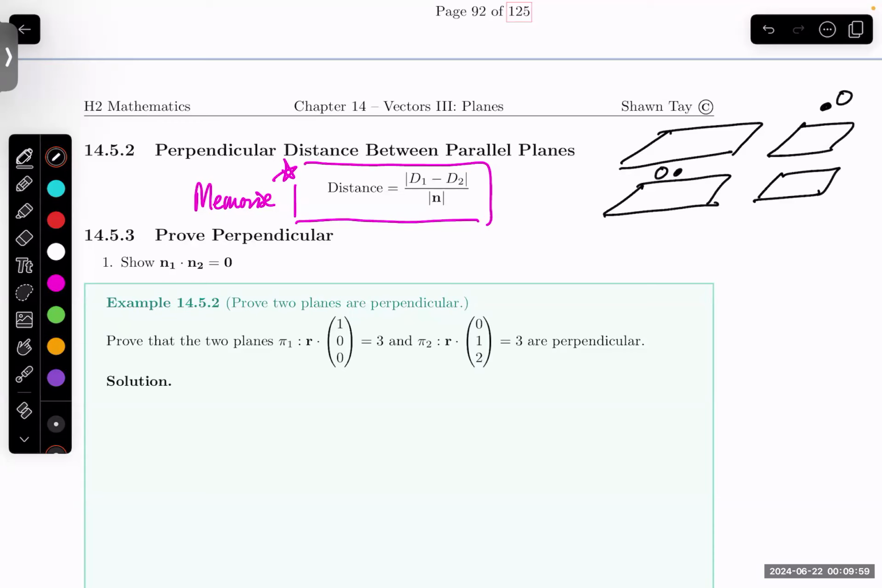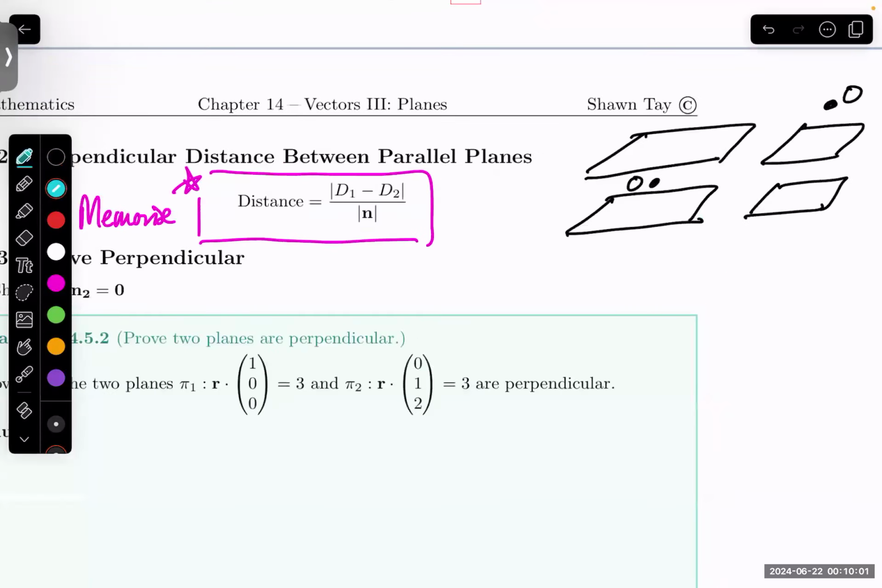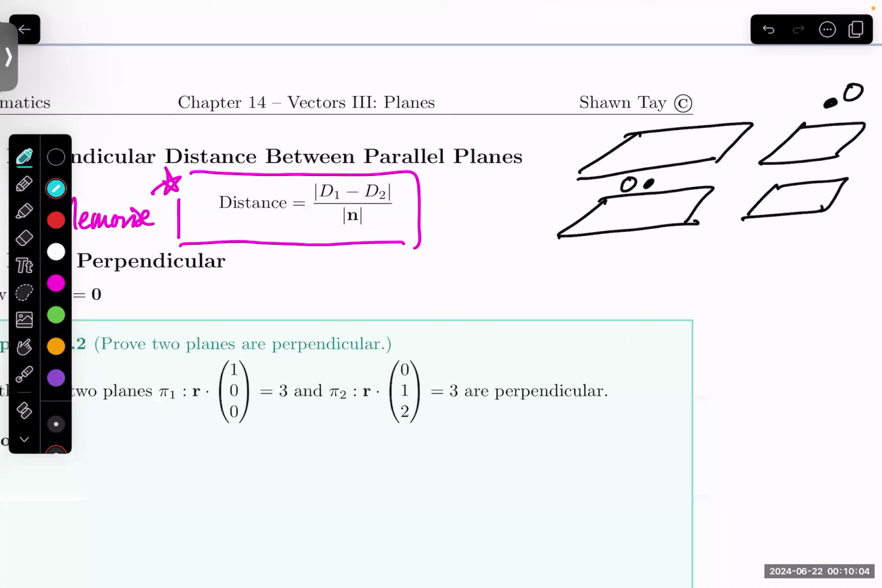What's this got to do with anything? We know that if I write our plane equation as, for example, pi1: r dot n1 hat equals d1, some number d1. And maybe the other plane is pi2: vector r dot n2 hat equals d2.